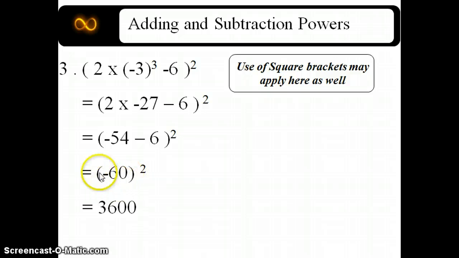Now this means negative 60 times negative 60. A negative and a negative is a positive, and 60 times 60 is 3,600. The biggest mistake that we find with students is they take this number and multiply it by 2. This is not what this means. This means negative 60 multiplied by itself twice. So negative 60 times negative 60 is positive 3,600.